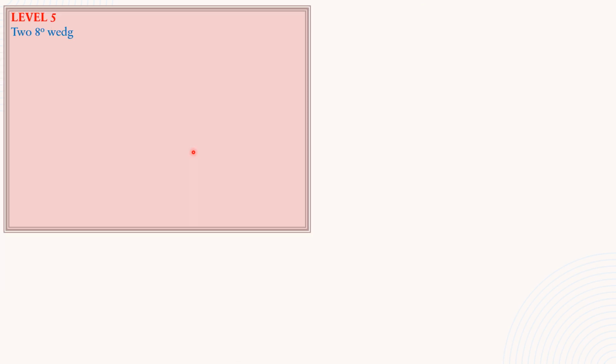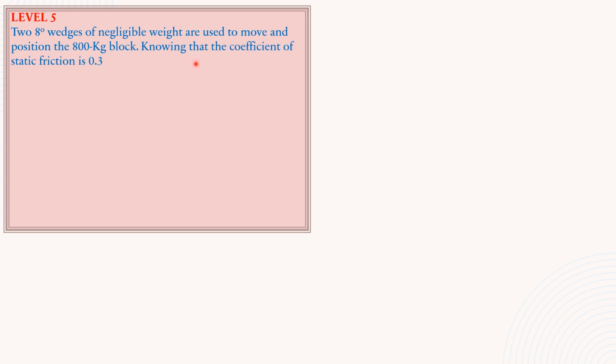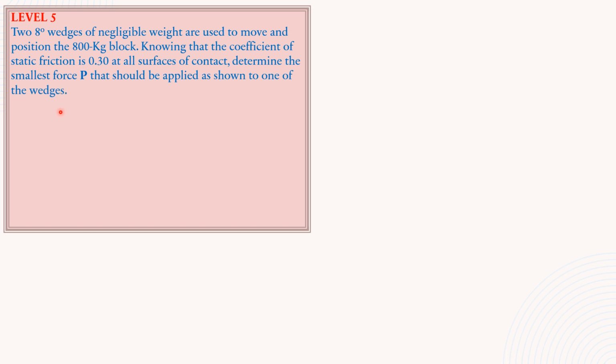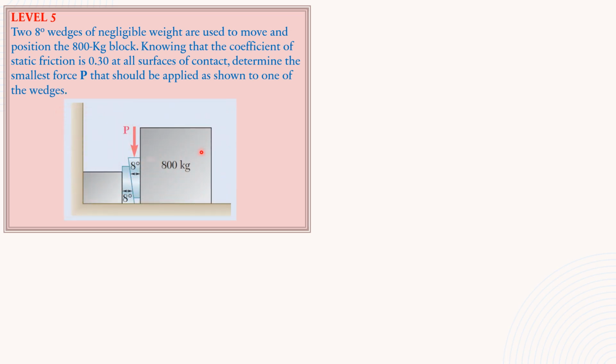Level 5, two 8-degree wedges of negligible weight are used to move and position the 800 kilogram block. Knowing that the coefficient of static friction is 0.3 at all surfaces of contact, determine the smallest force P that should be applied as shown to one of the wedges. So here is the given figure.